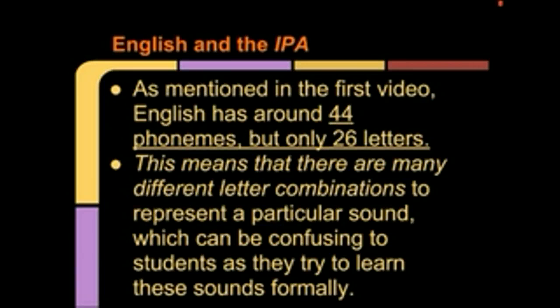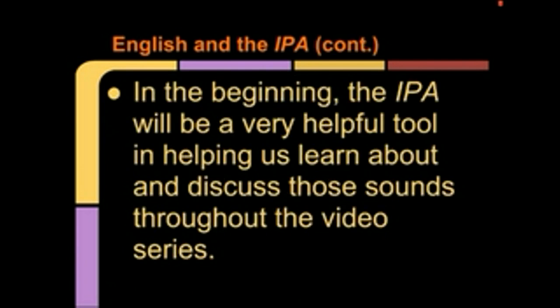As mentioned in the first video, English has around 44 phonemes, but only 26 letters. This means that there are many different letter combinations to represent a particular sound, which can be confusing to students as they try to learn these sounds formally. In the beginning, the IPA will be a very helpful tool in helping us learn about and discuss those sounds throughout the video series.